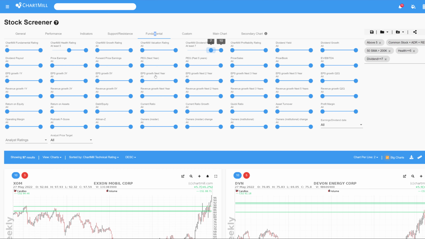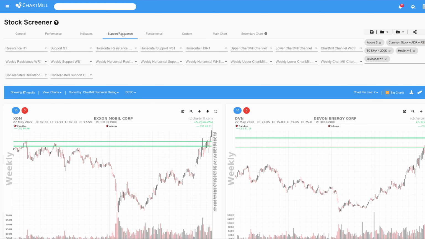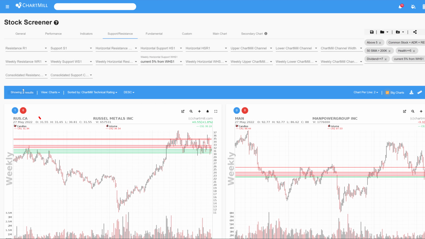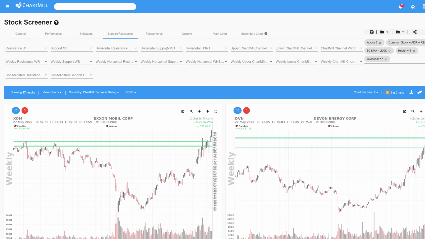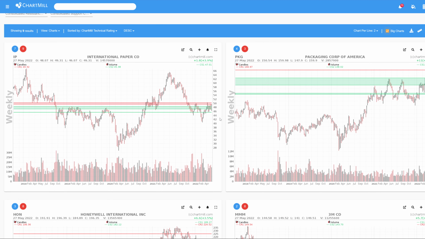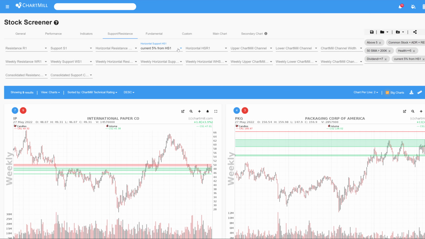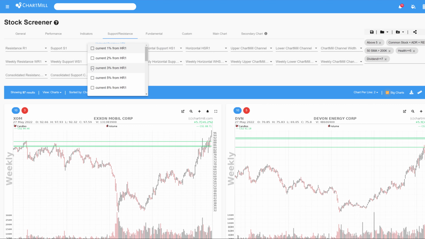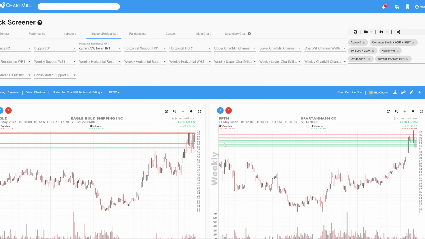Based on this selection, you can start fine-tuning again with the help of the support and resistance settings. When you notice that the number of candidates with the weekly horizontal resistance settings is too low, you can also use the daily horizontal resistance settings. For instance, in this case, I'll choose the option current 5% from horizontal support. But of course you can equally look for breakout setups with the horizontal resistance option, and I set this to current 3% from horizontal resistance.